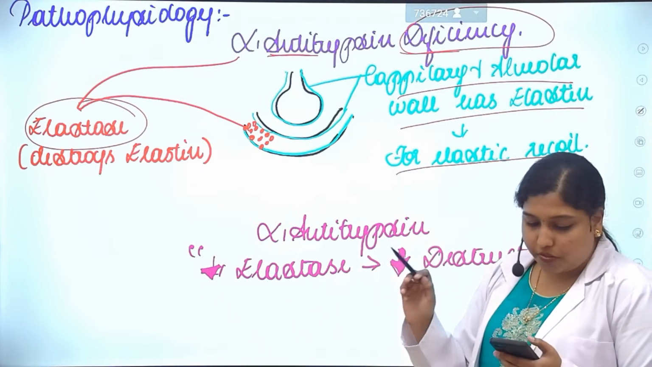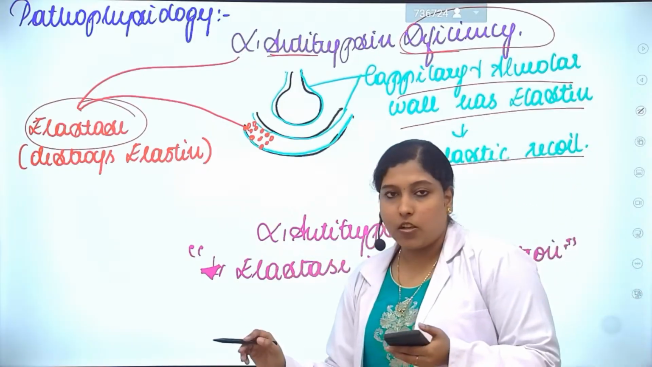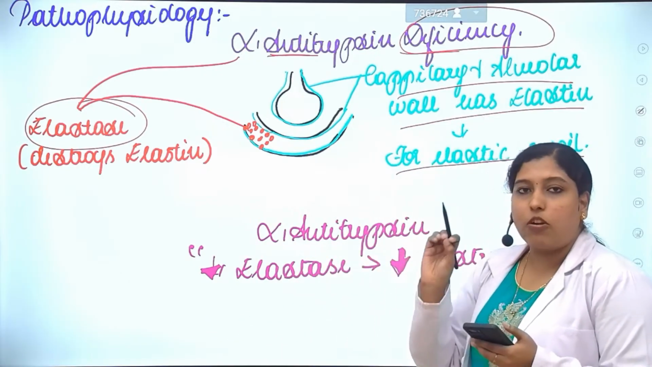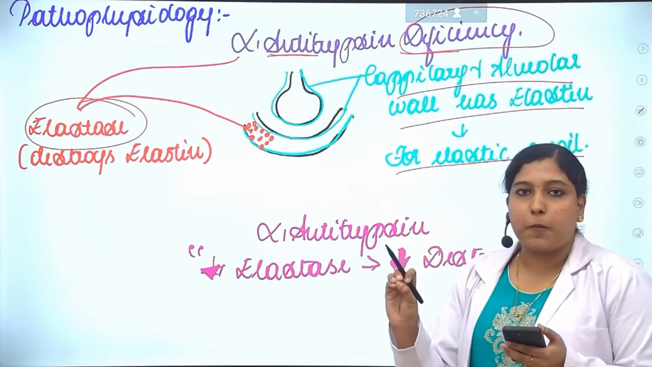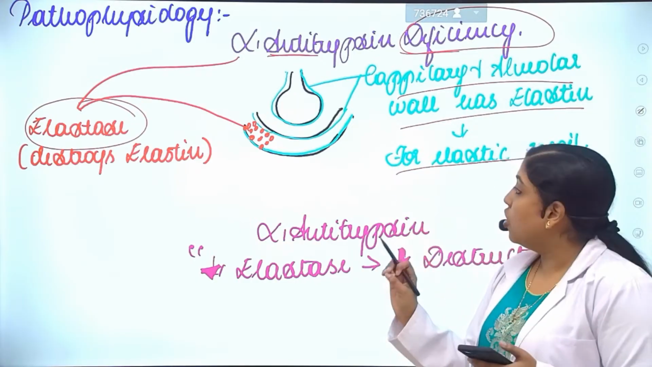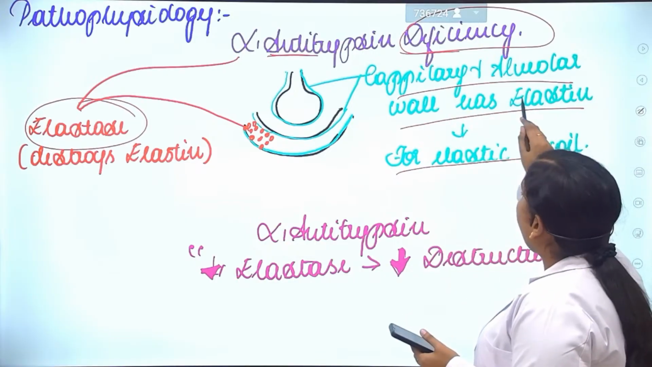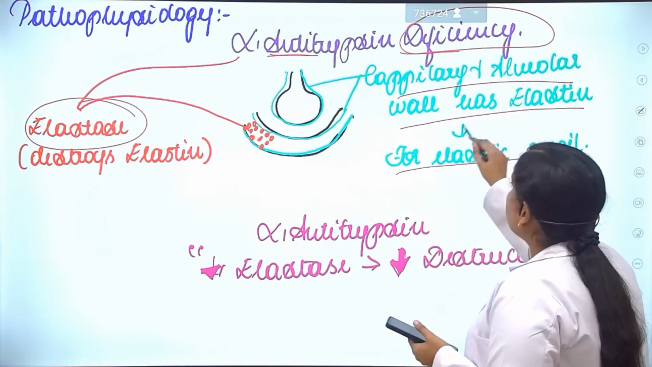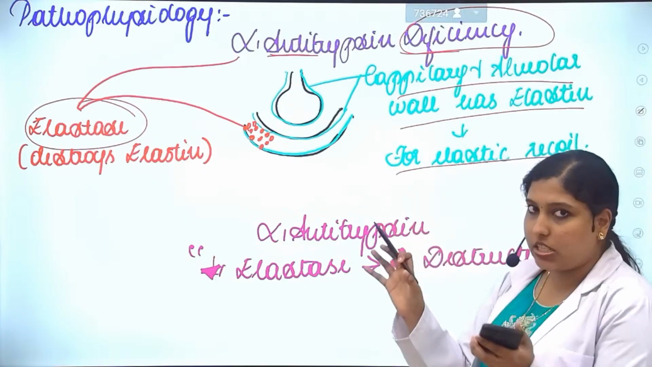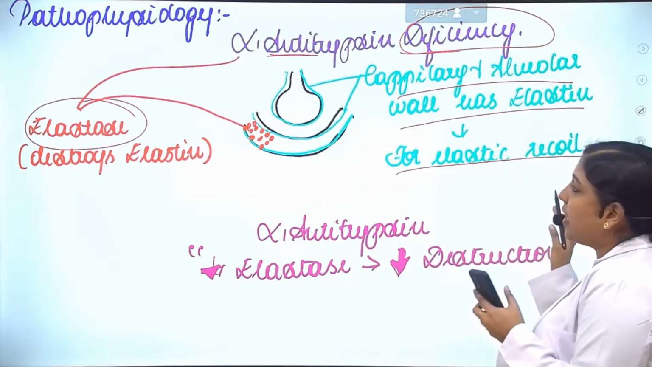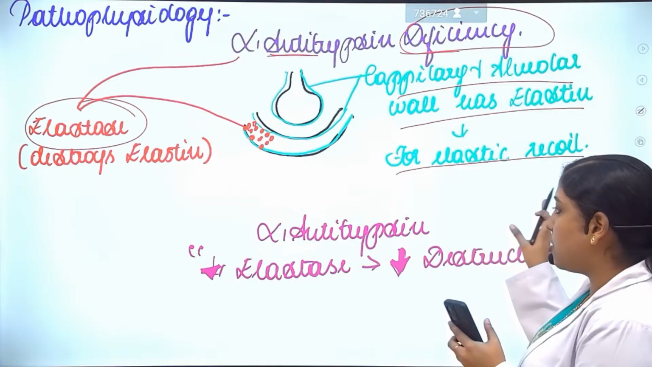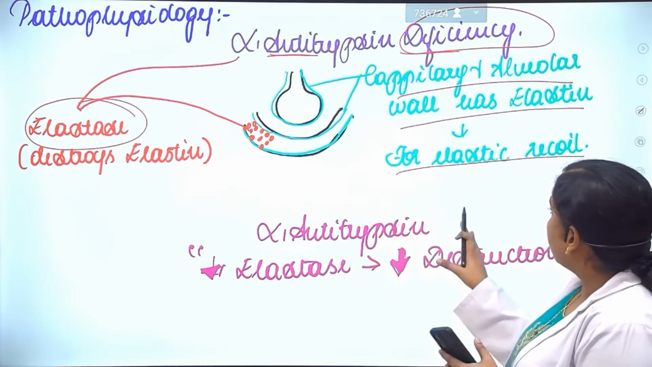To be very clear, I am telling it from the first. First, alpha-1 antitrypsin deficiency is causing COPD, right? The first component you have to understand is that the capillary and alveolar wall has elastin for the elastic recoil. This elastin is protected by the component alpha antitrypsin.